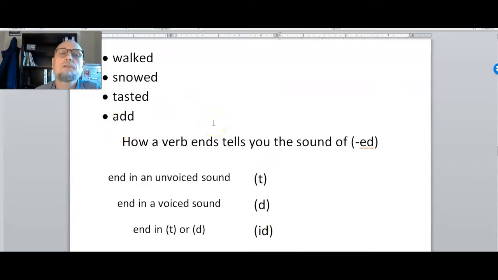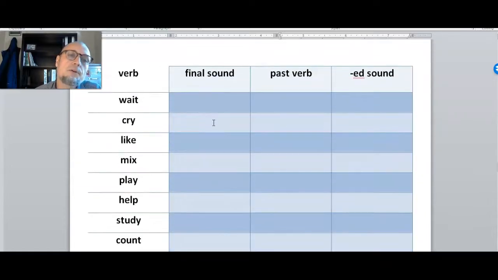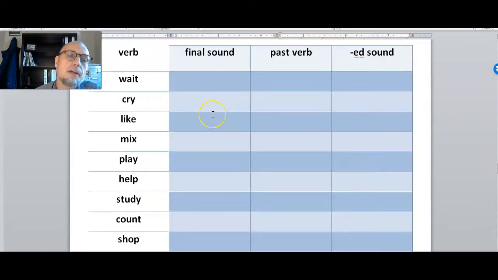So let's do some practice. What we're going to do is look at the verb, the final sound, the past tense verb, and the ed sound. So here, let's say it together. Wait. The last sound is t. The past verb is waited. The ed sound is id.